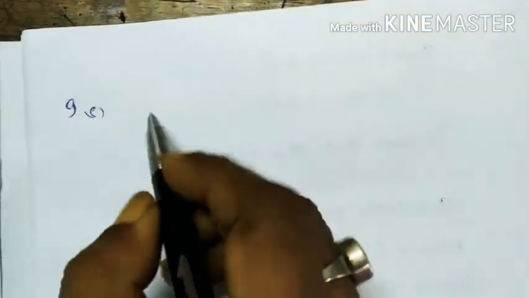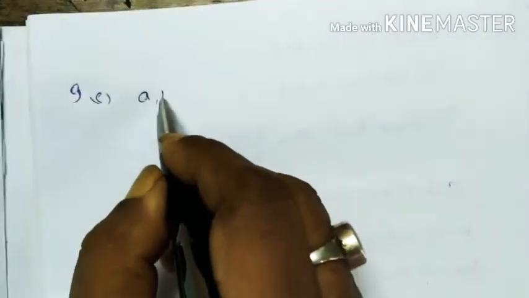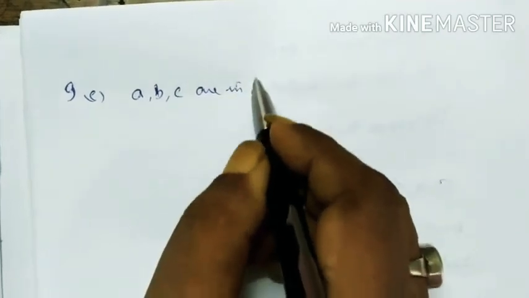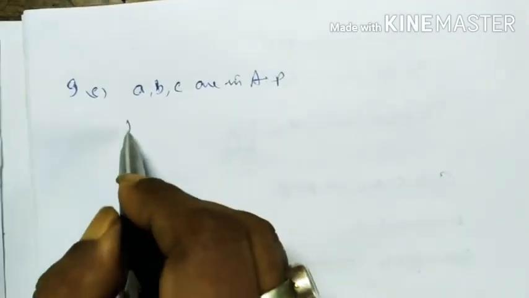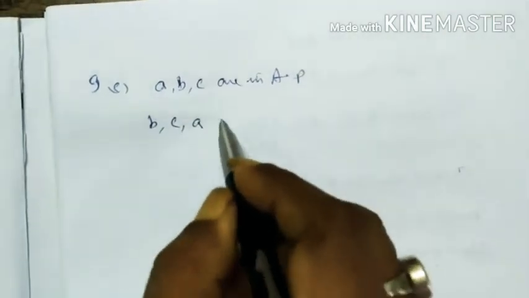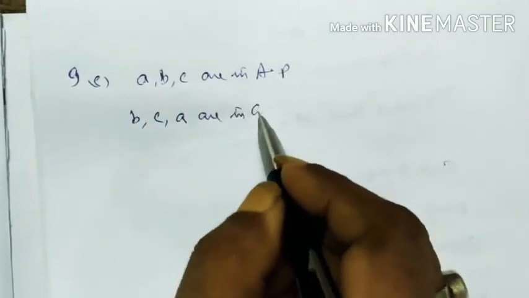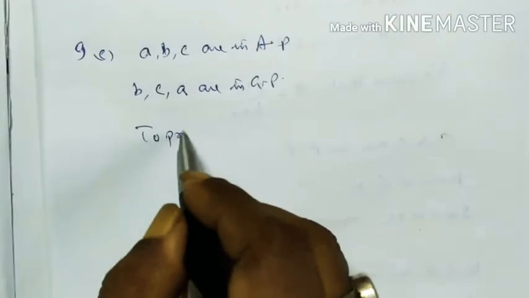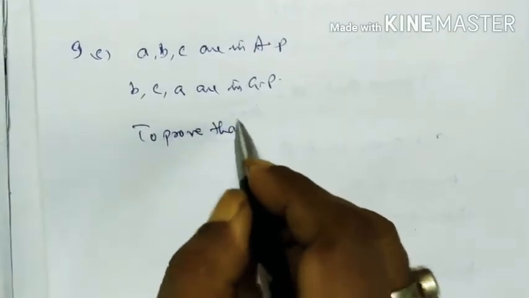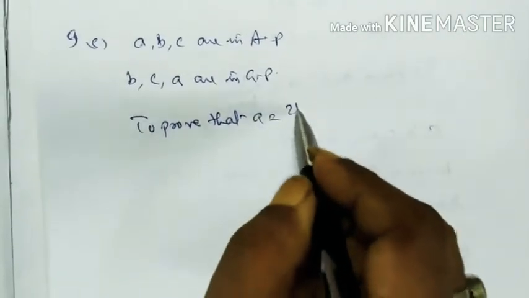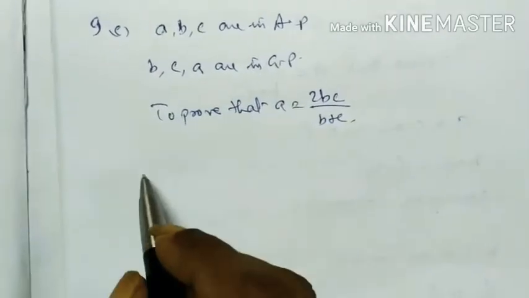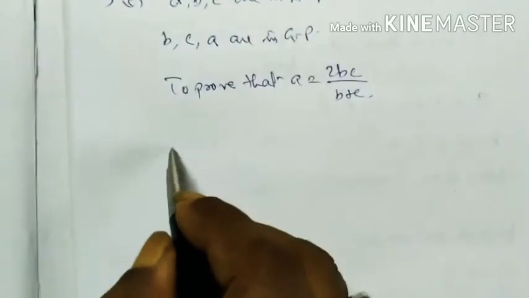This is 9C. Your A, B, C are in AP and B, C, A are in GP. So we have to prove that A is equal to 2BC by B plus C. Now see how I'm going to solve this problem.